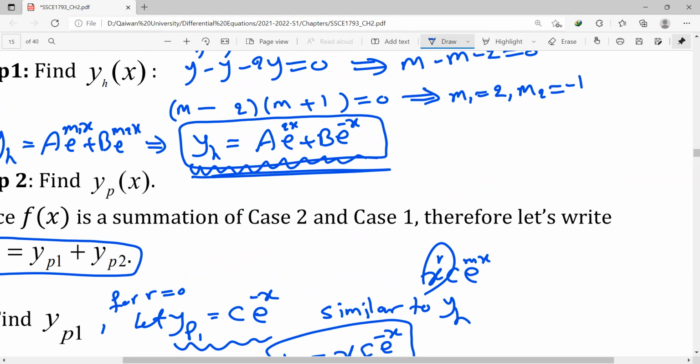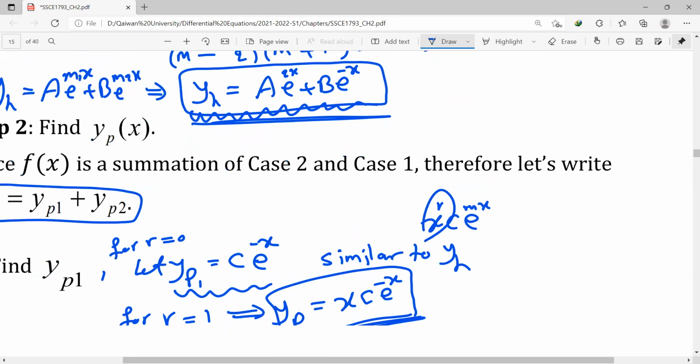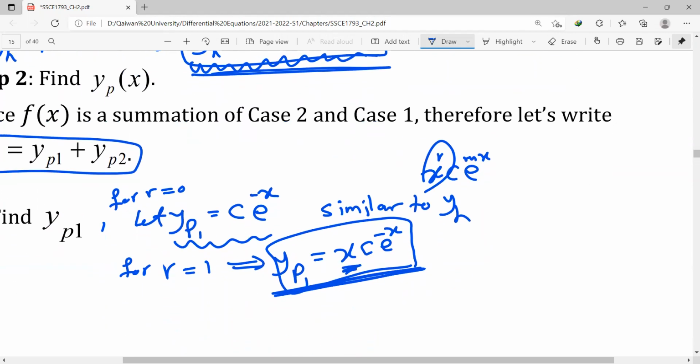But here we have x. Okay, here we have x. That's the difference between them. It's x multiplied by an exponential function to the same exponent. So that's why they are not similar. So this is the particular solution that we choose.